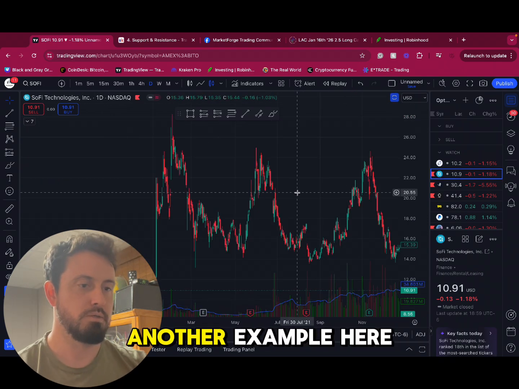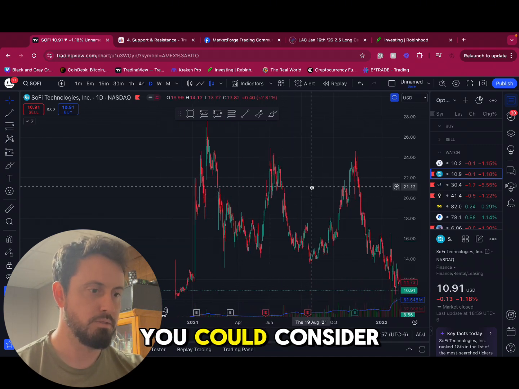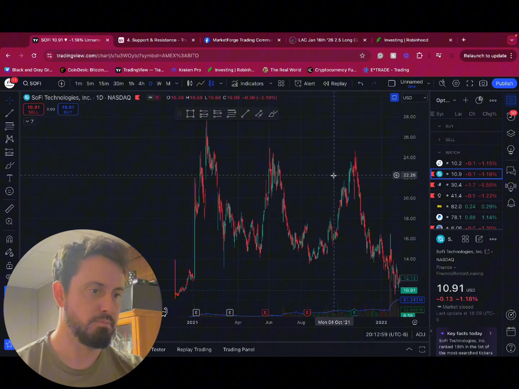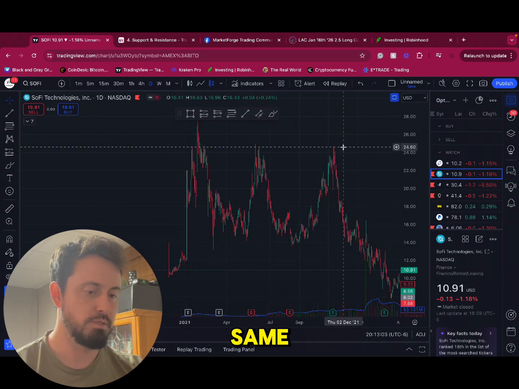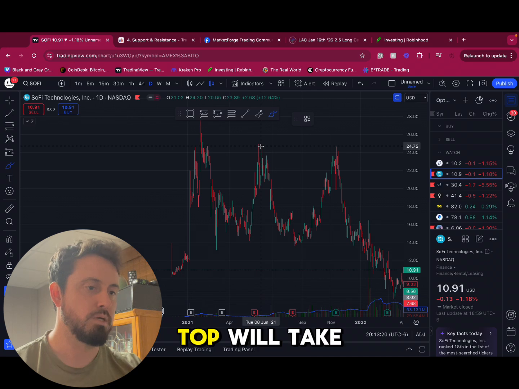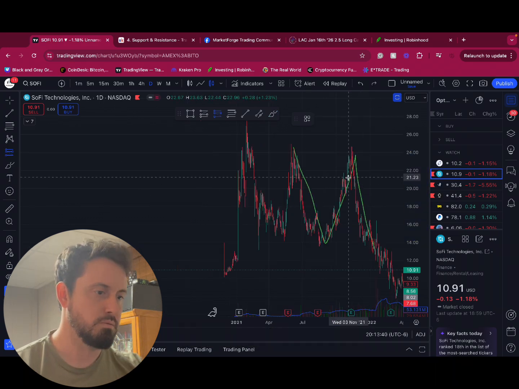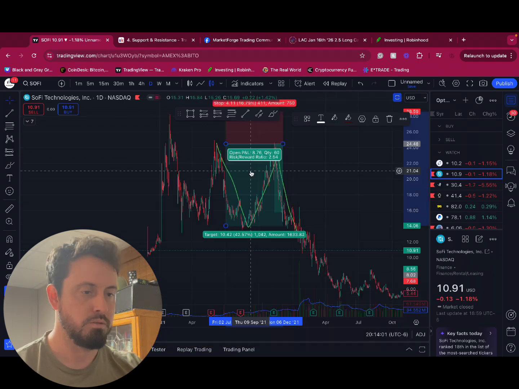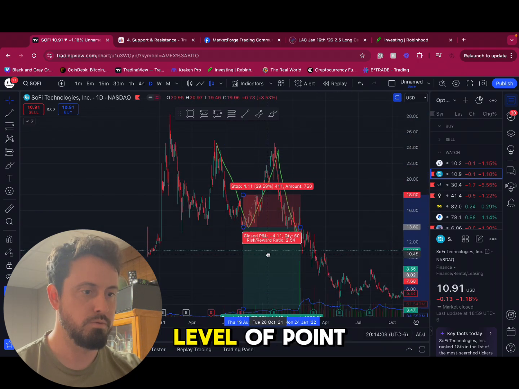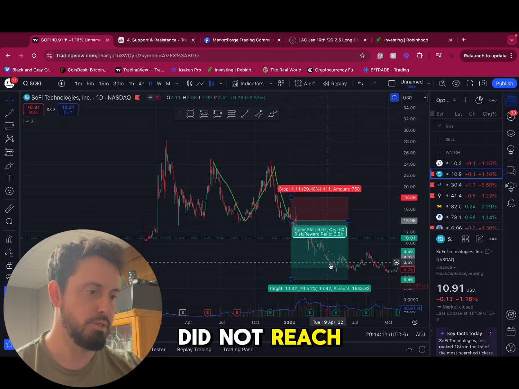And we take a look at another example here on SoFi Technologies. You could consider this to be a triple top. This point's a little higher, but these two are relatively the same. Looking at it as a double top, we'll take point A, B, C, D. This is a reversal pattern moving down, so it's going to be a short position. So my entry would be at the level where point B was broken. And you can see here, we did not reach the take profit.